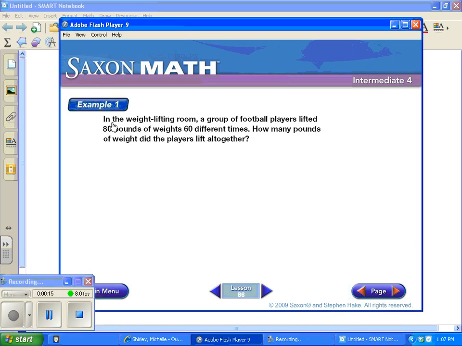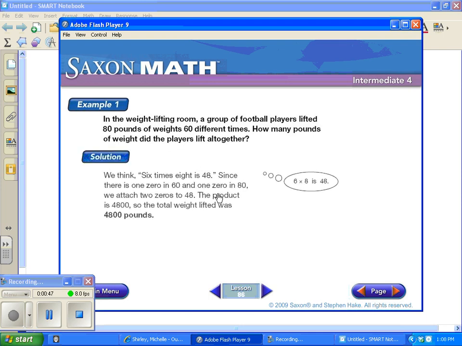Example 1. In the weightlifting room, a group of football players lifted 80 pounds of weights 60 different times. How many pounds of weight did the players lift all together? So we need to look at this problem, 80 times 60, and just look at the digits that are not 0. So let's pretend this is just 8 times 6, and that's 48. Now, since there were 2 zeros in our problem, let's tack on 2 zeros to the end of our answer, and you will get 4,800 pounds.